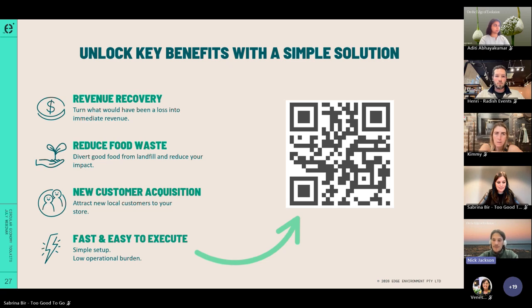And it's a great way to ensure that, as Sabrina said, you can help reduce any bottom line costs, reduce food waste to landfill as well if you don't have a food organics recycling bin set up. As I mentioned earlier, with general waste tax levies increasing year on year, any ways that you can reduce waste is a great way to do it. And Too Good To Go is a great app to do so.